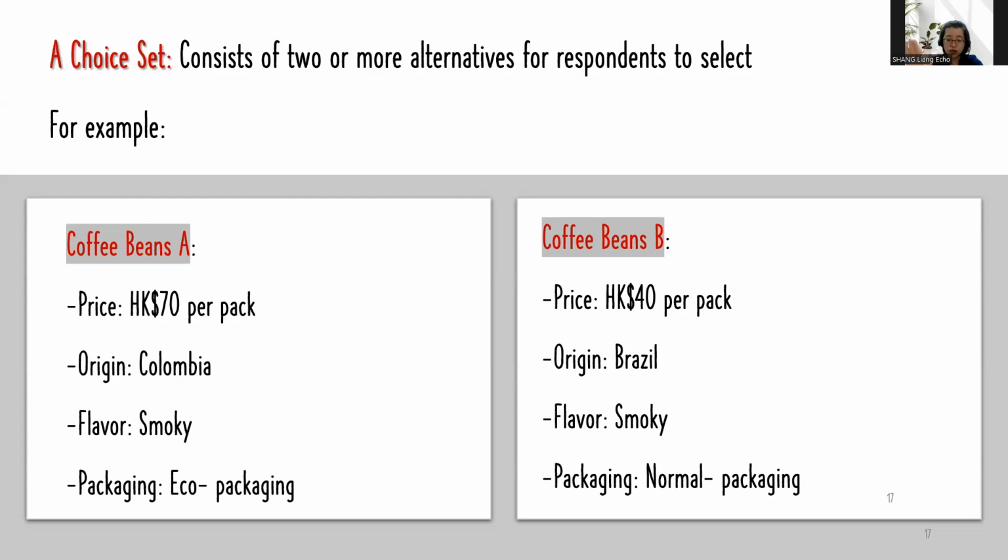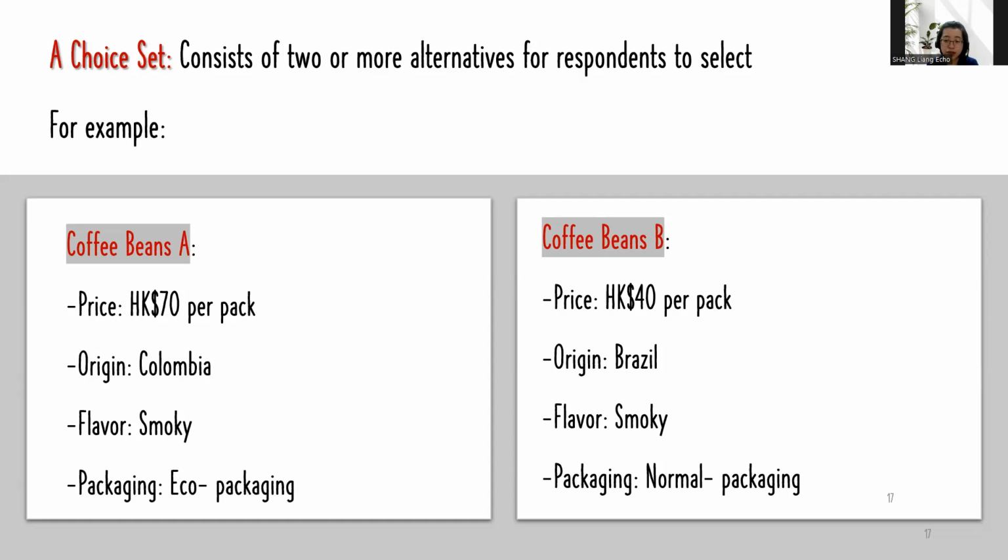We present them with these 2 different options, and then we ask them to evaluate them. If you are a respondent, you will take a closer look at these 2 options. A is 70 Hong Kong dollars per pack. It's from Colombia, the flavor is smoky, and it has eco packaging. Option B is much cheaper. It's only 40 Hong Kong dollars per pack, and it's from Brazil. It has the same smoky flavor, but for packaging, it's just normal packaging. It's not eco packaging.